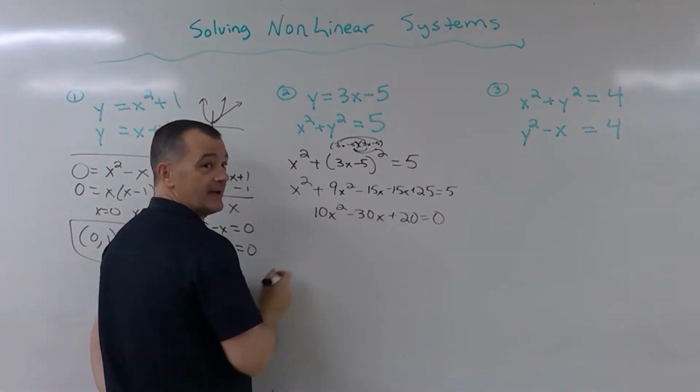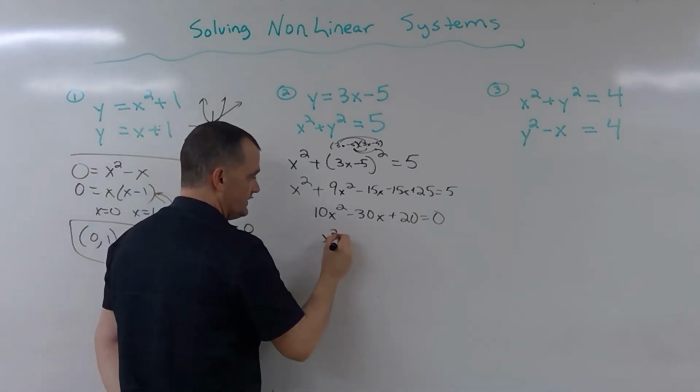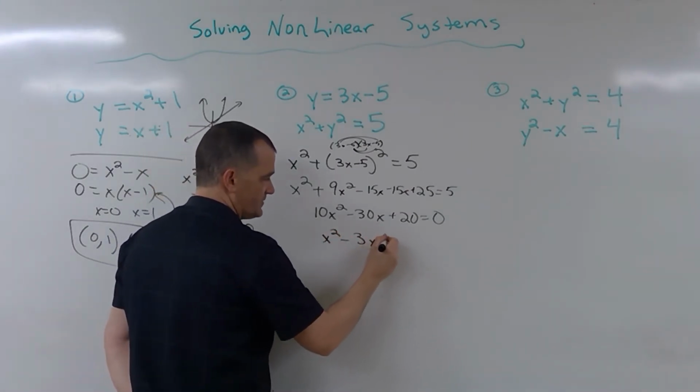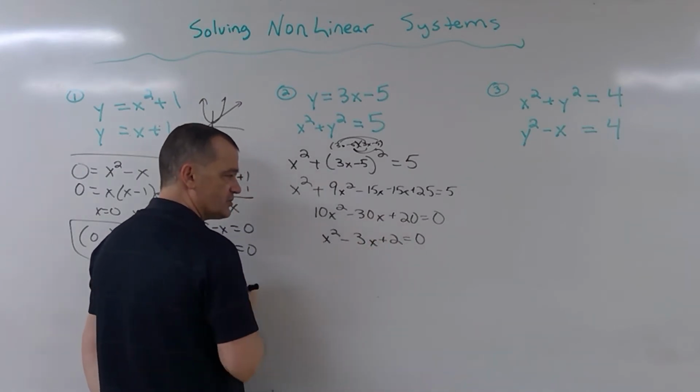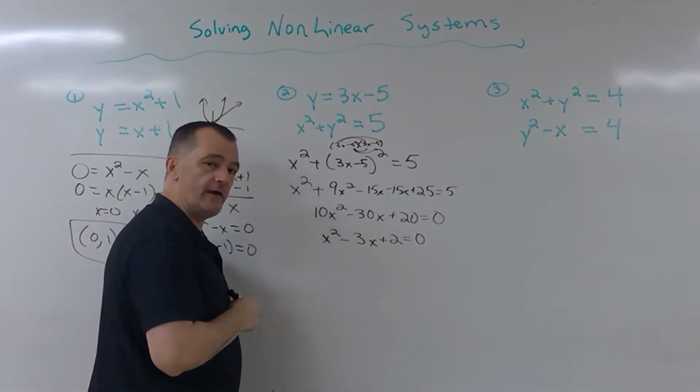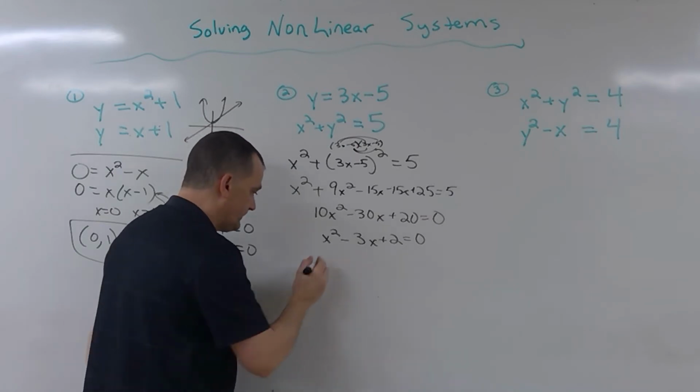Yes, divide everything by 10. That would really help out. So x squared minus 3x plus 2. And if you can't factor this trinomial, to be honest with you, you can't factor anything. And let me tell you why.